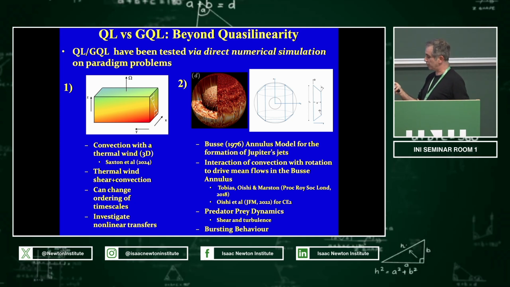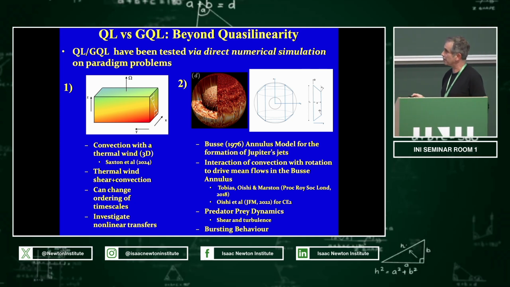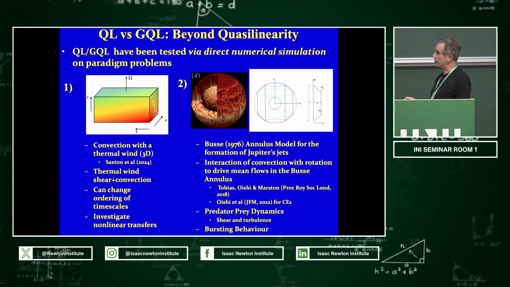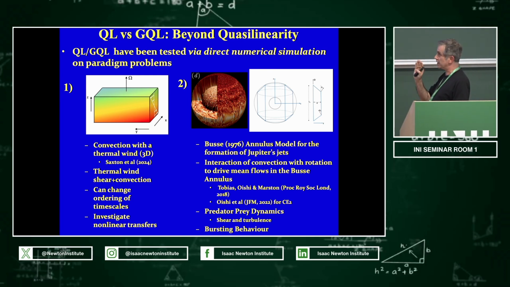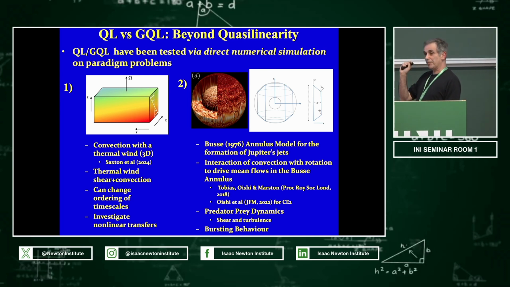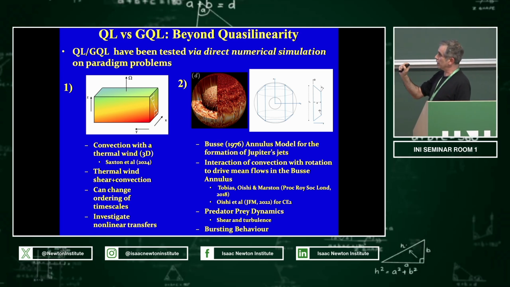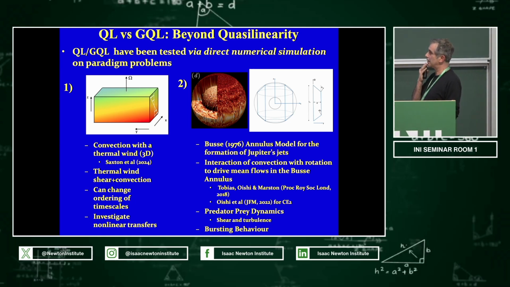DNS for two problems. The first problem I'm going to look at is a nice paradigm problem of convection with a thermal wind. And so this is not an example of anti-diffusive behaviour. We're just going to have convection, we're going to have a shear flow, which is driven by the interaction of temperature gradients with rotation. And because we can change the strength of the shear flow by changing a parameter, we can vary the various timescales that I talked about before in a systematic way.